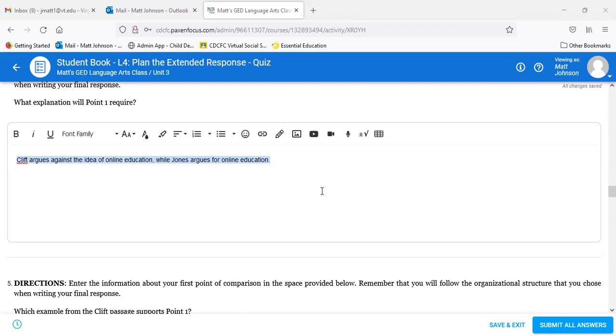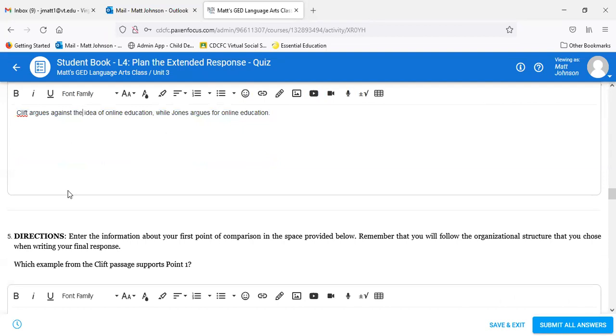But as I mentioned, it does not matter which passage you choose to argue for, right? They just want to see that you're able to flesh out your ideas and give the main points. So if we were talking about Clift and Jones for your writing response, you could choose Clift or you could choose Jones. You're not getting deducted points. They're not expecting you to take one over the other. It's up to you to decide which one you discuss or which one you support.